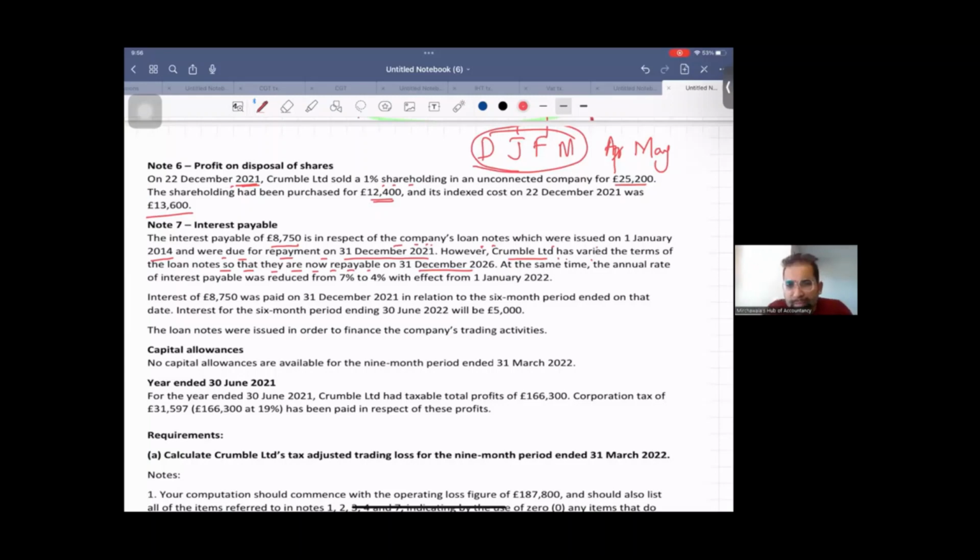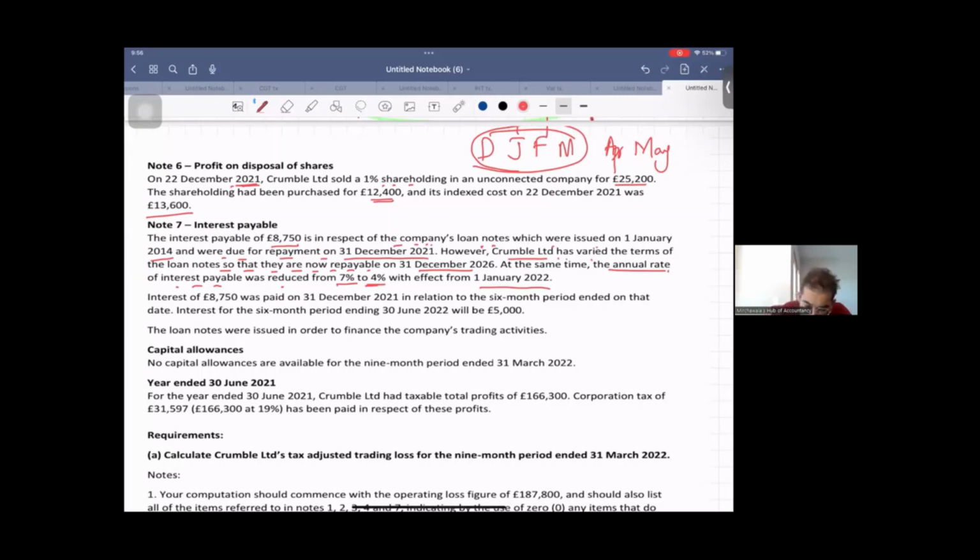At the same time, the annual rate of interest payable was reduced from 7 to 4% with effect from 1st January 2022. Yes, we have negotiated with the providers of loans, so they have reduced our rate.